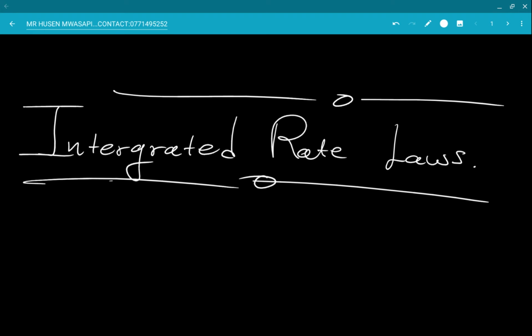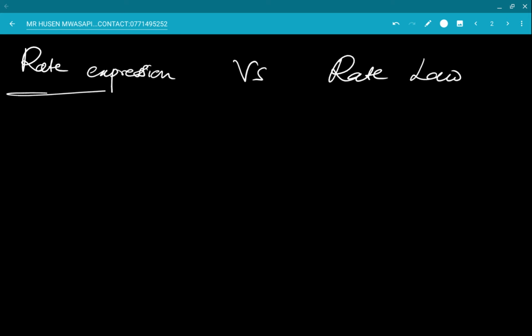Alright, let's begin. To understand integrated rate laws, what you should first bear in mind are these two things. We have what we call a rate expression, and what we call a rate law. Now, in a nutshell, a rate expression is a way of measuring the rate of the reaction. But a rate law is a way of predicting the rate of the reaction.